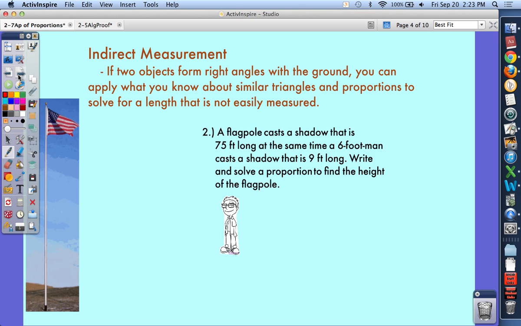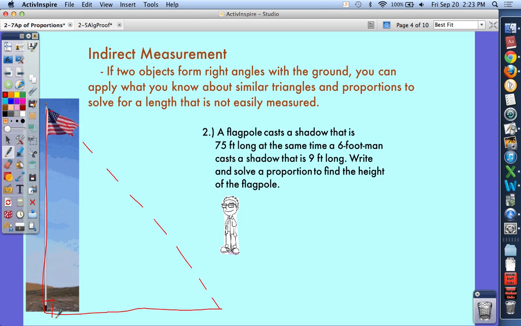In this example, we have a flagpole and it's casting a shadow. Where would your shadow be? On the ground. So here's my flagpole. My shadow's all the way over here on the ground. And if I connect the top of the flagpole to the end of the shadow, I would have a triangle, a right triangle at that.